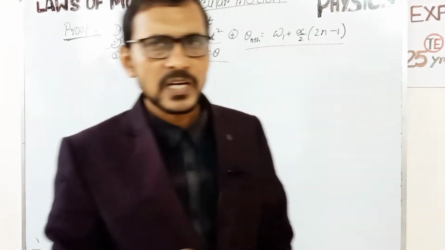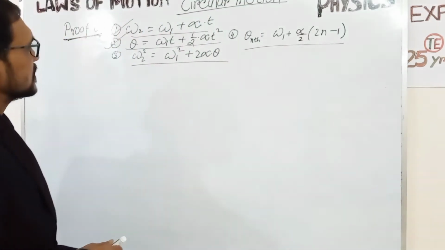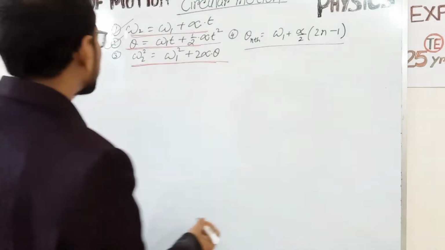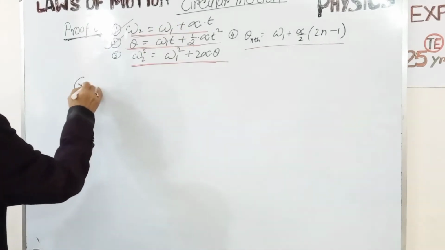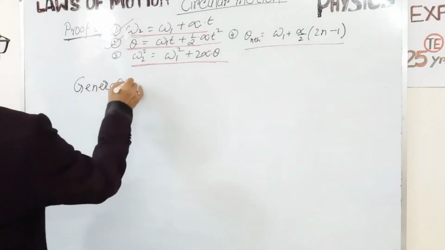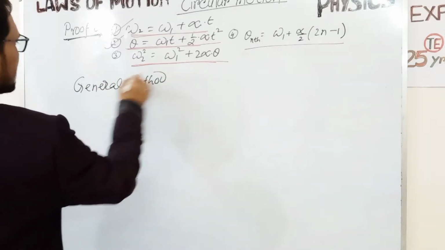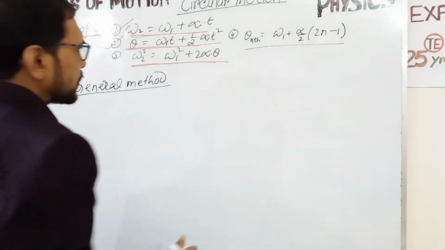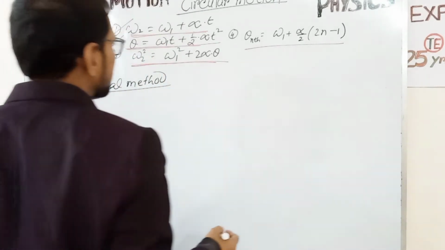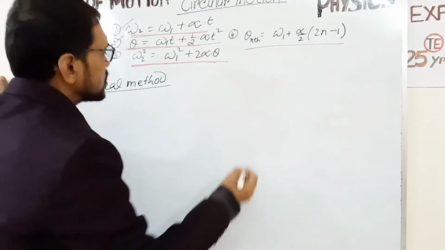So these equations are mainly class 11th derivations. That is, in two methods I will prove the fourth equation. So first, in the general method. Now first define what is omega, alpha, and t for time. Now first define what is omega.